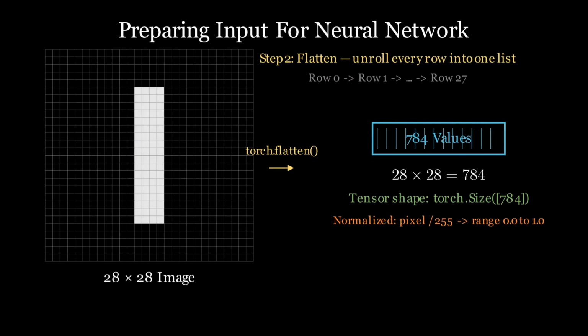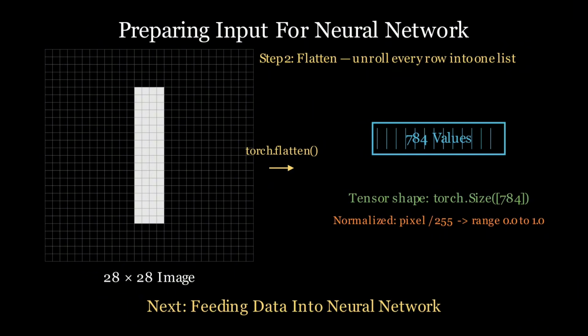In PyTorch, this data is stored inside a tensor. The resulting tensor has a shape of 784. Now the neural network can process the image as numerical input. Next, we'll feed these values into our neural network and build the model architecture.